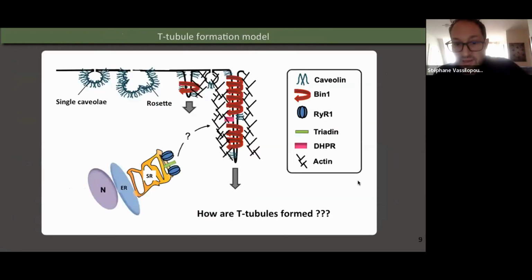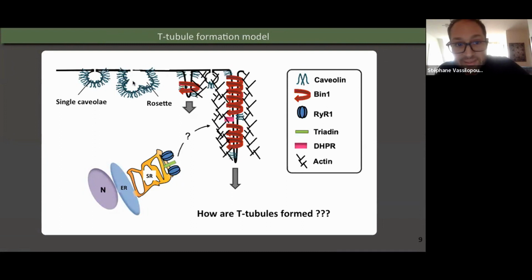So the question that we wanted to ask, and I say we because this work was done with a PhD student, Eline Lemerle, at the time in the lab, was: how are these T-tubules formed? Because we know who contributes to this process, Bin1, the calcium channels, and other proteins, but we really don't know how and when during development these T-tubules form, and what the mechanism is.